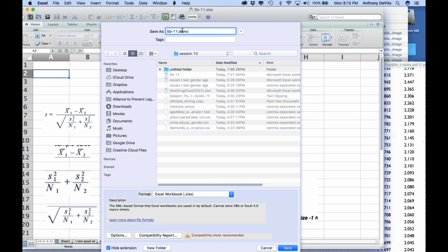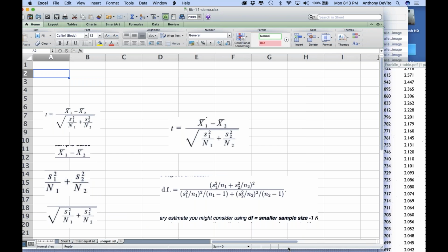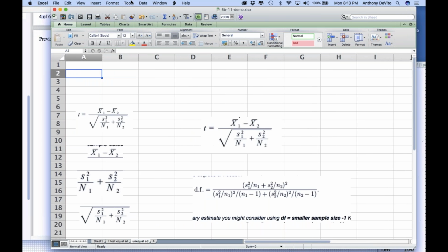5B11 demo. You can use this on the test. Yeah, absolutely. Are we going to have to calculate by hand on the test? You can use Excel, or you can use a calculator. If I ask you to do something like that, it's going to be a much simpler calculation than this. It's not going to have numbers as bizarre as these.